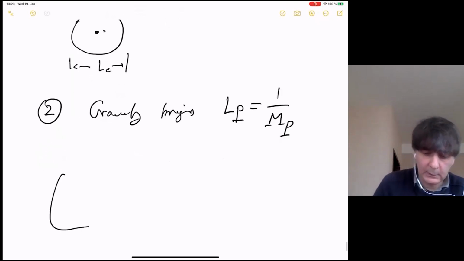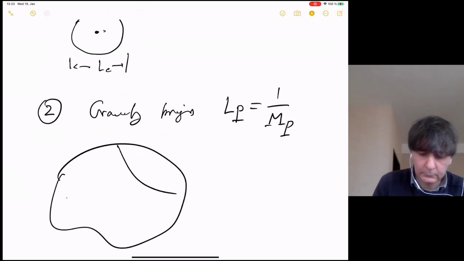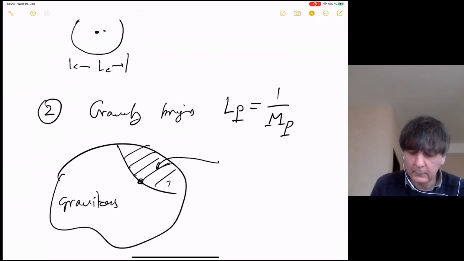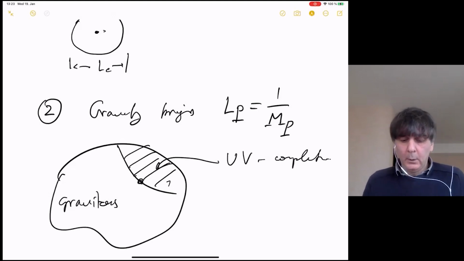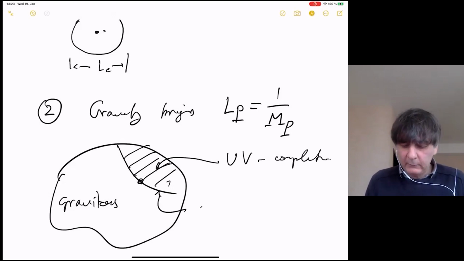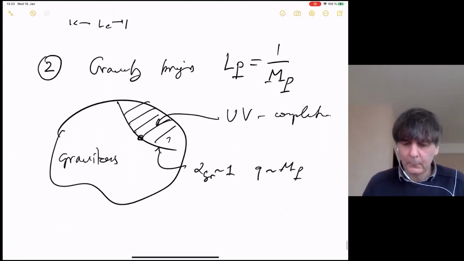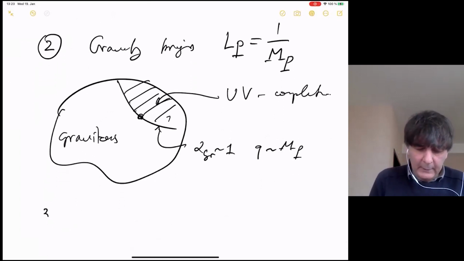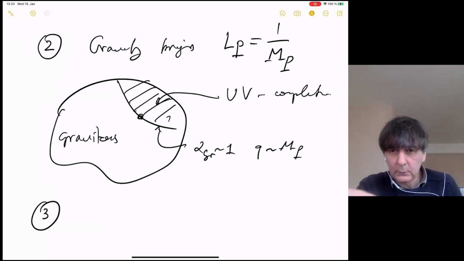Okay, so the picture here is, here we have gravitons, and here a domain that requires UV completion. Here is a boundary where alpha gravity becomes order 1, and this corresponds to momentum transfer of order Planck mass, Planck length.